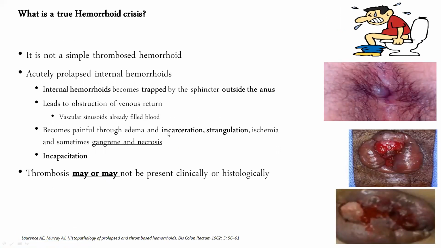So what is a true hemorrhoid crisis? What do we really mean by hemorrhoid crisis? A true hemorrhoid crisis is when one develops acute prolapsed internal hemorrhoids after a severe episode of straining, constipation, or diarrhea. The internal hemorrhoids become trapped by the hypertonic sphincter outside of the anus, incarcerating and strangulating them. There's an obstruction of venous flow, and as the vascular sinuses quickly fill up with blood, the patient becomes incapacitated.